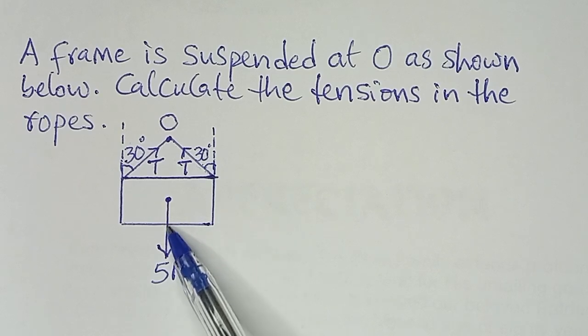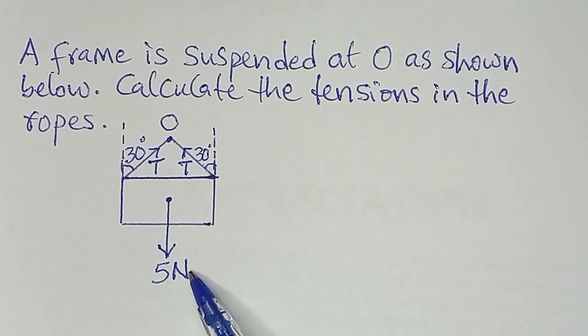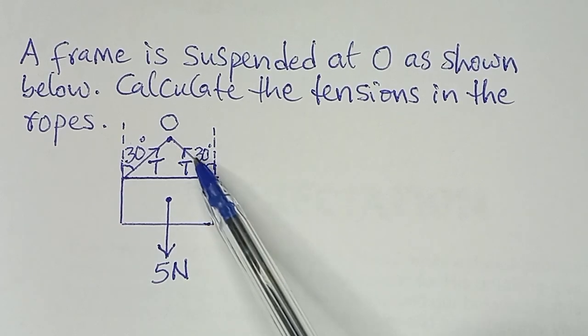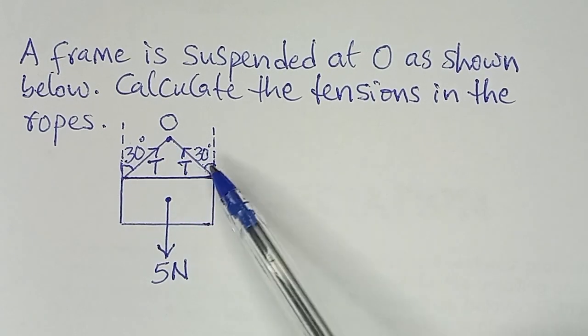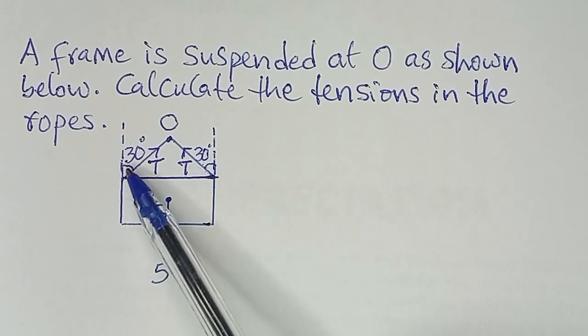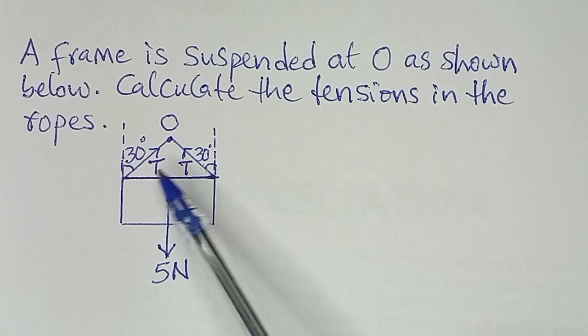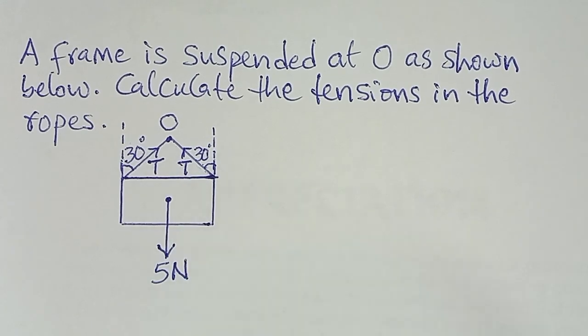And then we are told that the weight of the frame is 5 Newton. And then each rope makes an angle of 30 degrees with the vertical as shown like this. You can see it with the vertical. And then we are told to find the tension in the ropes.